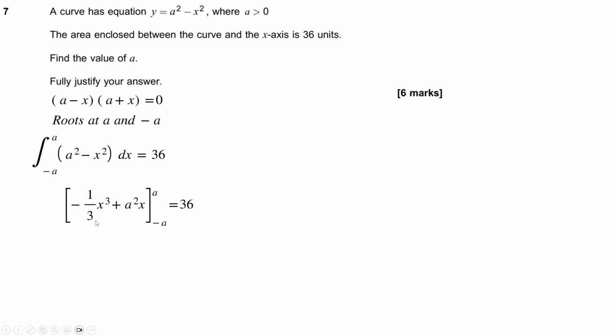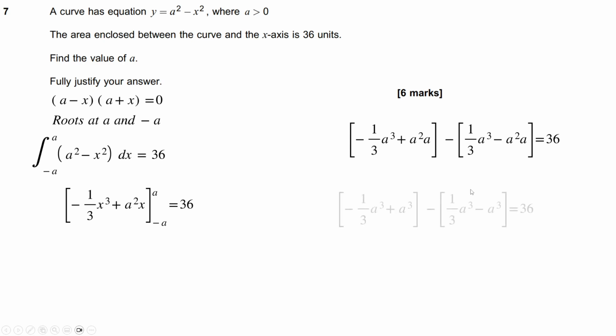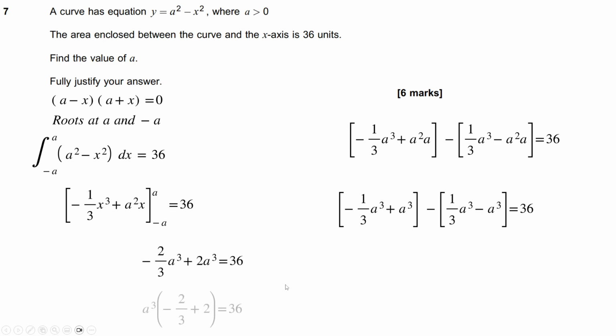Put in a and then put in minus a and subtract them like this. I've not added a plus c at the end. It doesn't really matter because they'll cancel out anyway. You'll get this. And then just collect it. I'm sure you can do this. This isn't too difficult. You can just simplify it so it looks nice.